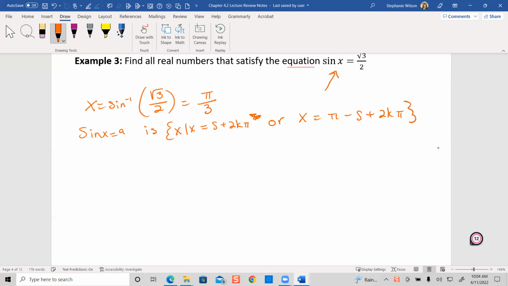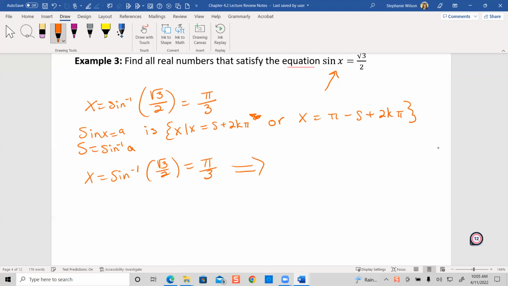Pi. So we know that S is equal to the sine inverse of A. So what we're going to do, we're going to plug in what we know. Okay. So I got x is equal to the sine inverse of square root of 3 over 2, which we know is pi thirds. We're going to subtract it from pi.